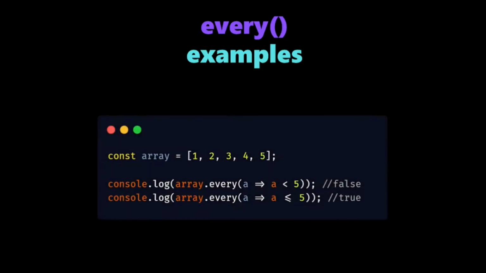And let's see some examples of every method. We still have the same array, and in the first example we are testing if every element of this array is less than 5, and this is false because 5 is actually not less than 5, so this one element does not meet this condition. That's why this is false.